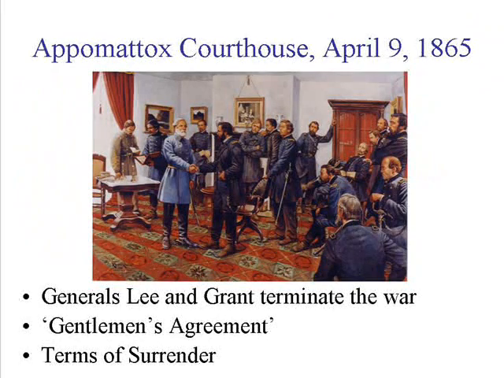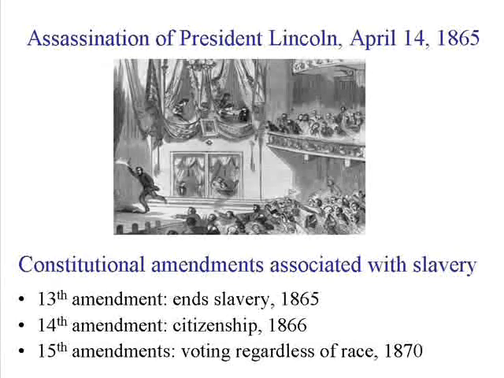By April of 1865, the war was at a close. By April 9th, the war was over. But on April 14th, just 5 days after Lee's surrender at the Appomattox Courthouse in Virginia, the president was assassinated at 56 years of age.